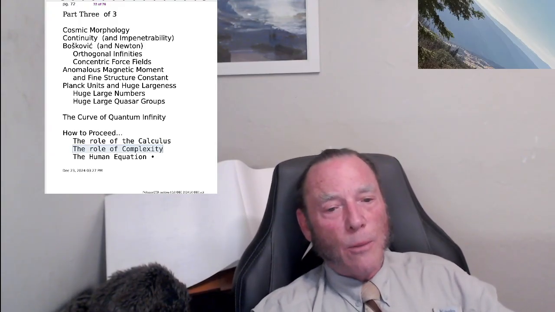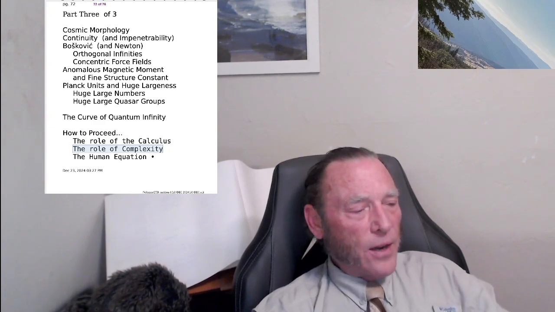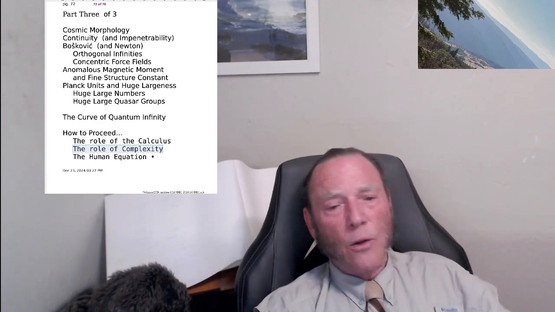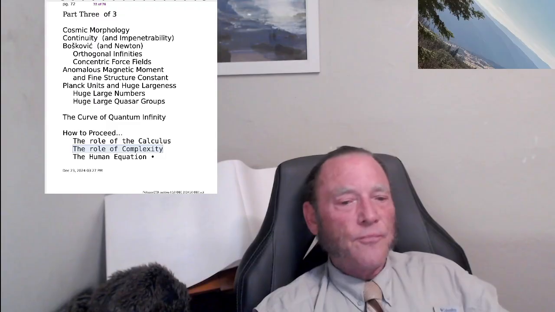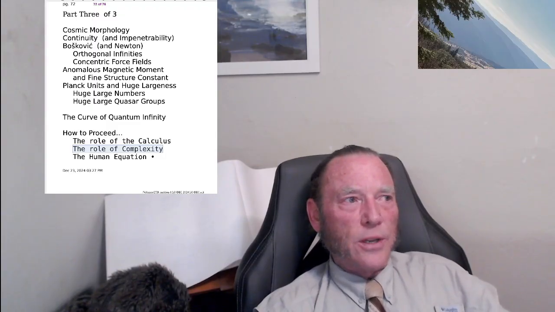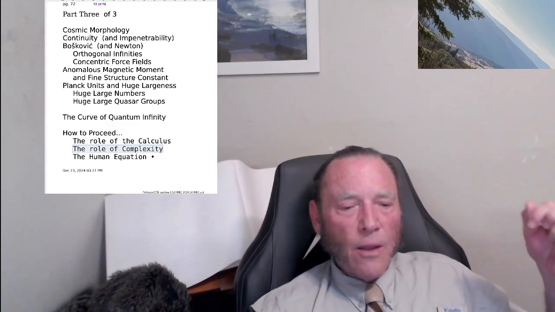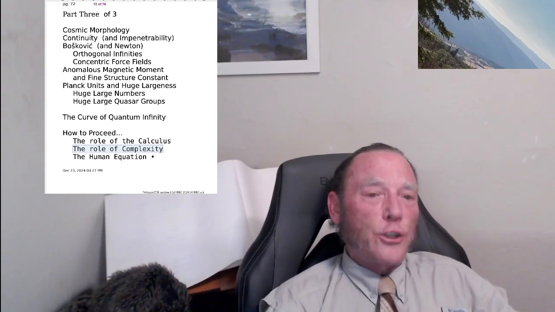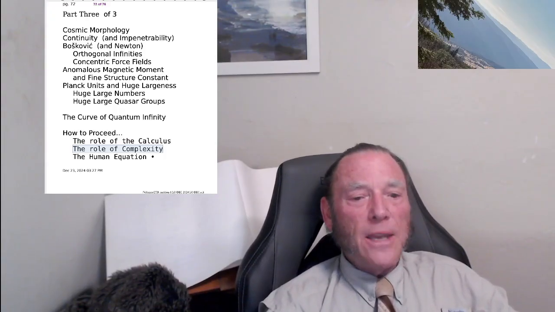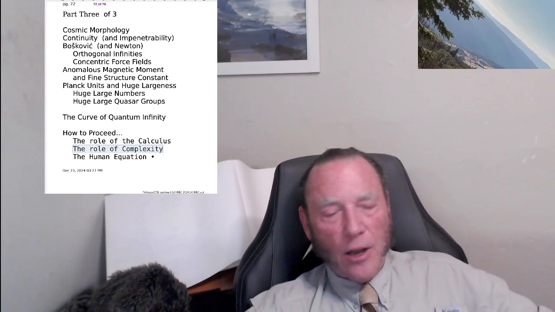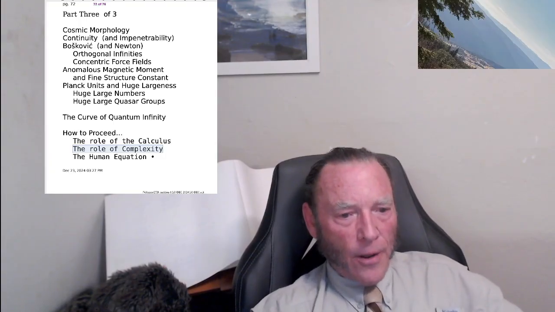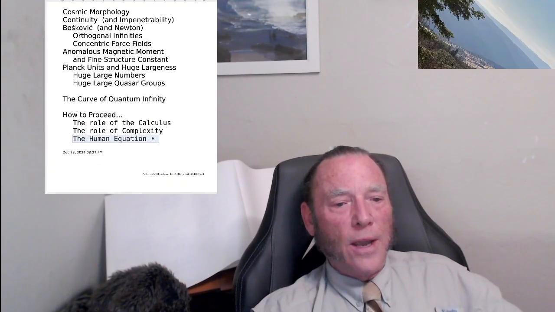And then we're going to talk about the role of complexity. That is the complex number plane or the complex number system. It's really neither one. What it is a kludge, a kludge. That means a mistake. And complexity does not work. And then we're going to talk about the human equation.